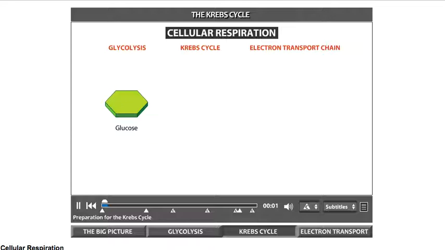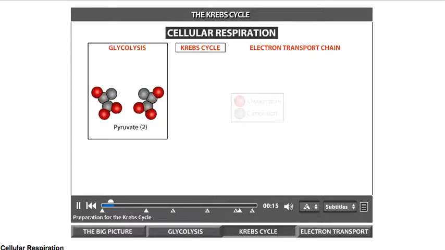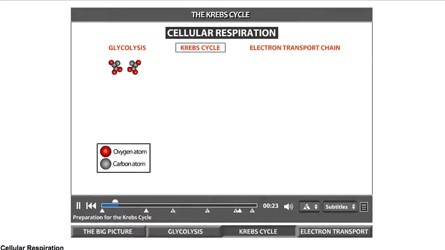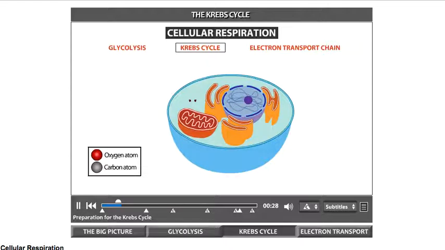The second step in cellular respiration, called the Krebs cycle, picks up where glycolysis left off. Recall that in glycolysis, glucose is essentially split into two molecules of pyruvate. Note that these two pyruvate molecules retain the original six carbon atoms from glucose, as well as most of glucose's energy. Before the Krebs cycle can begin, the pyruvate molecules must be transported from the cytoplasm, where glycolysis occurs, into mitochondria, where the Krebs cycle takes place.